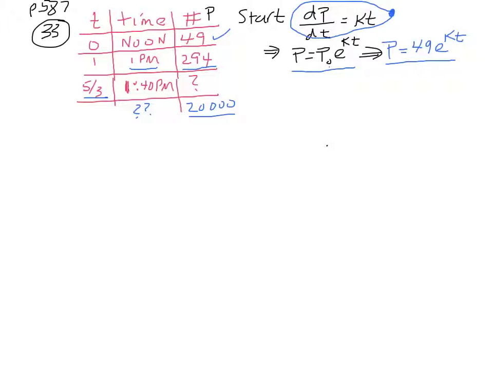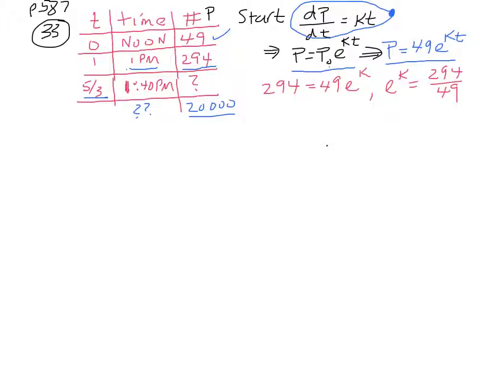Now, we know that at 1 p.m. there's 294, so we can write down 294 is equal to 49 times e to the k times 1 power, or just e to the k. So we can solve this equation for k by first of all dividing through by 49.